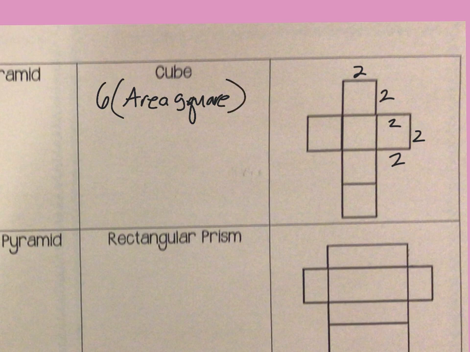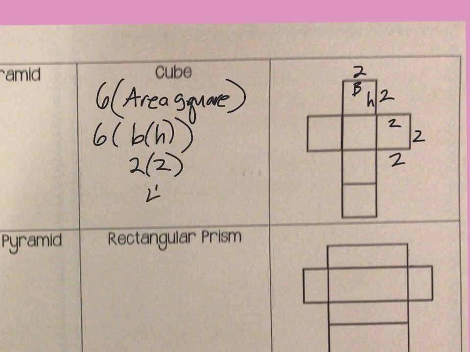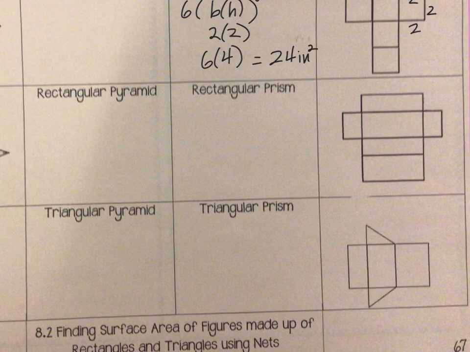Okay, so let's find the area of one of the squares. We find that by doing base times height. So I'm going to go 6 times base times height. My base is 2. My height is 2. Multiply those together, I get 4. And then I have 6 times 4, which equals 24. And let's say it was inches squared. So a cube is really kind of an easy one, because if you have one of the shapes, you have all of the shapes, and you just have to multiply it by 6. So fairly simple.